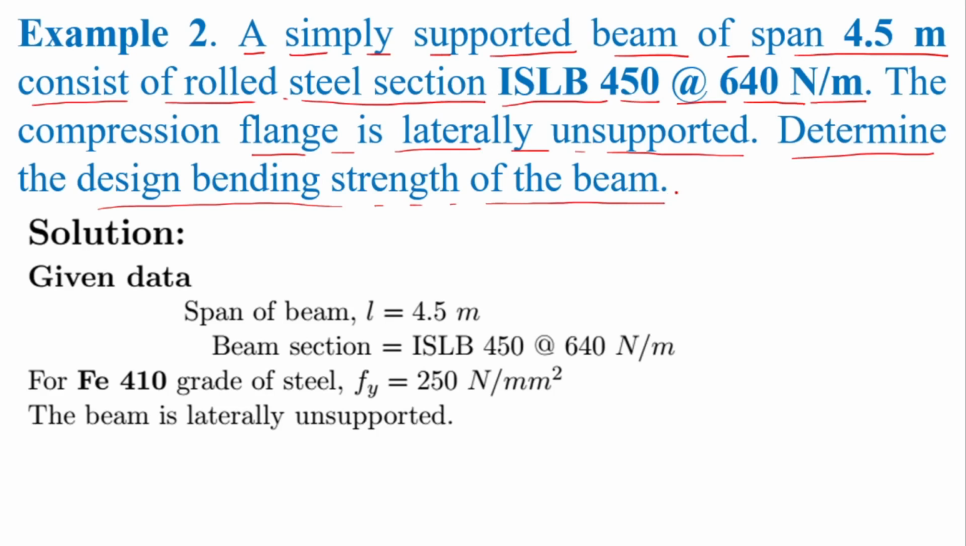Let's start the solution. First, I shall write the data given in the question. The span of the beam, which is denoted by small l, is 4.5 meter. Then the given beam section is ISLB 450 at the rate of 640 Newton per meter. Then for Fe 410 grade of steel, yield stress is 250 Newton per mm square. According to the question, the beam is laterally unsupported.